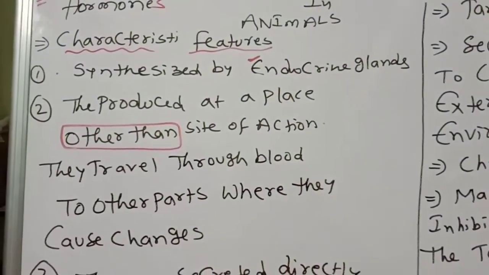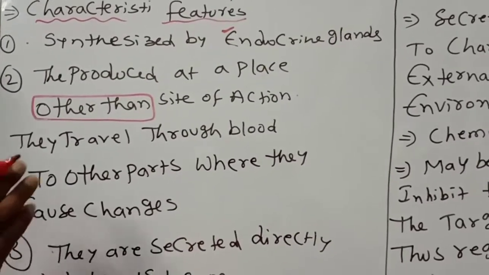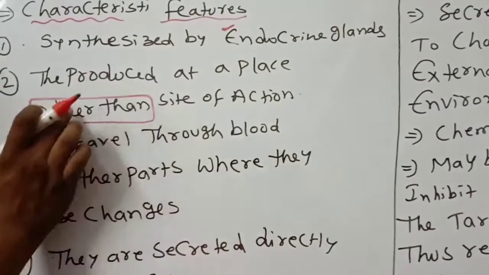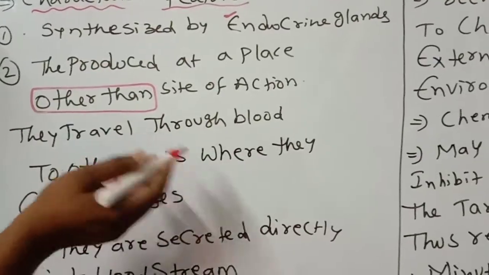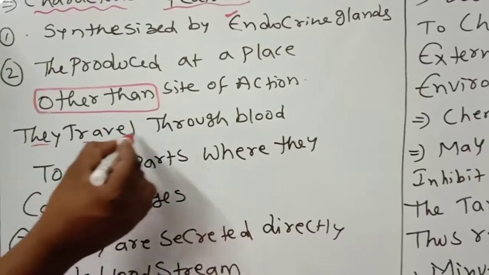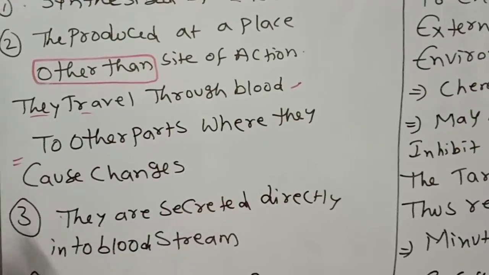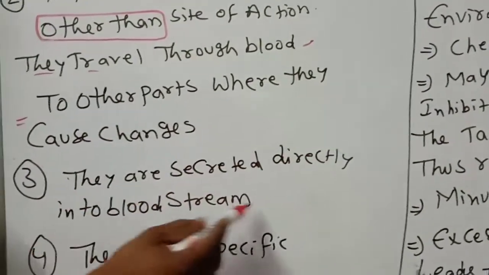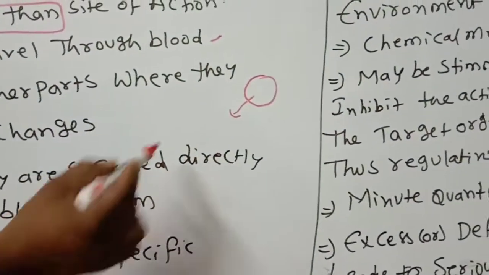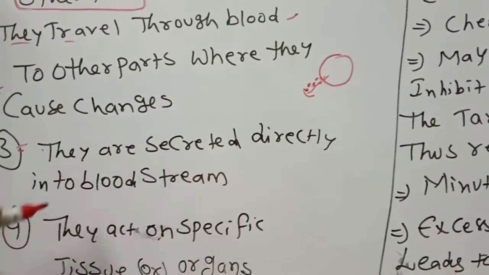Suppose in the brain, especially the hypothalamus or pituitary gland, they are produced. But where will they go? They will go to the liver, the kidney, the stomach, like that. How do they travel from the place of production to the site of action? They travel through the blood to other parts where they cause changes. They are secreted directly into the bloodstream because they don't have any ducts.